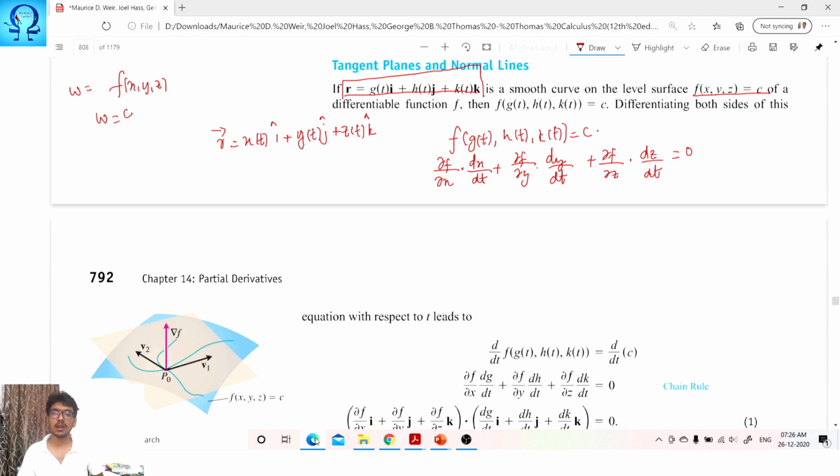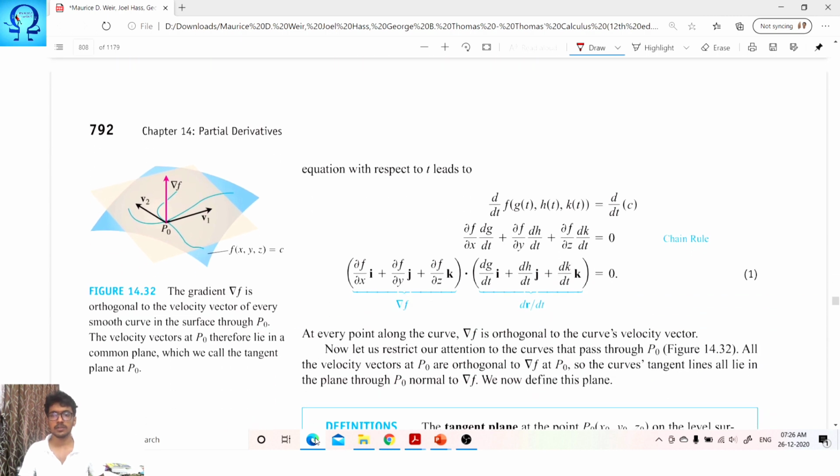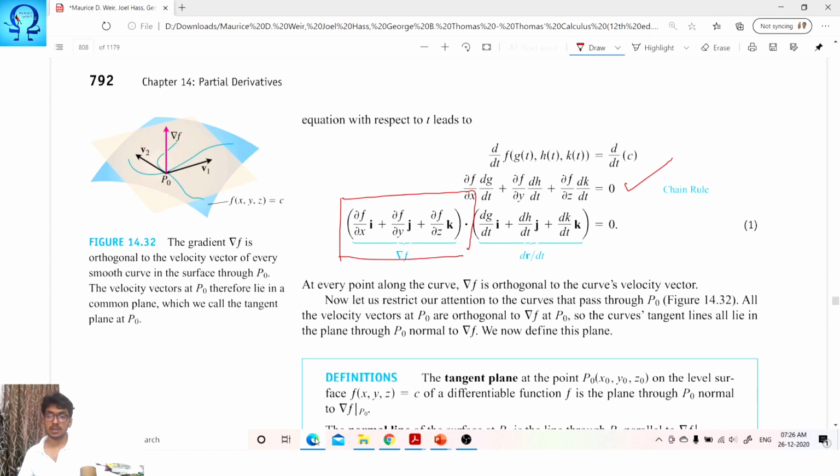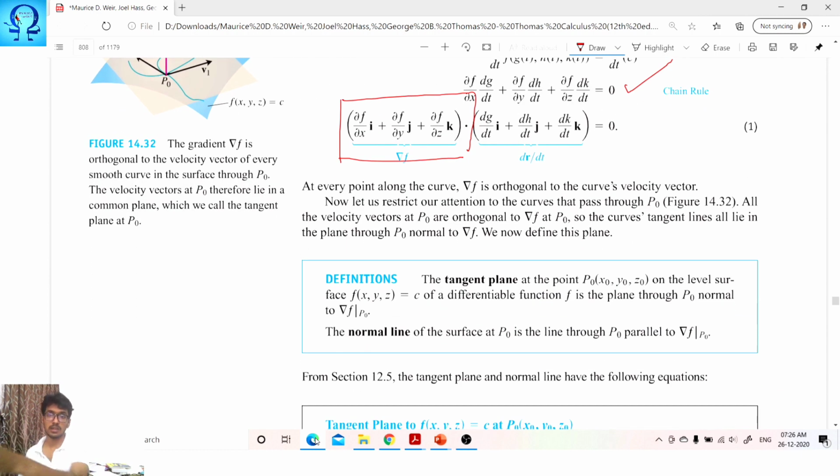Now in our case, your x, y and z are replaced with the functions g, h and k. If you take del f upon del x, del f upon del y and del f upon del z and write them as one vector, and the remaining parts as another vector, the dot product of these two vectors gives this quantity. So this is your gradient vector and this is the derivative of the r vector.